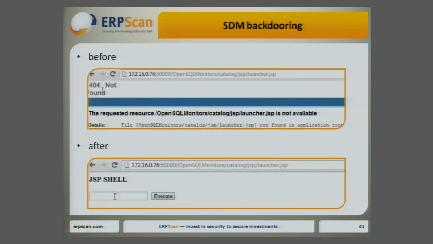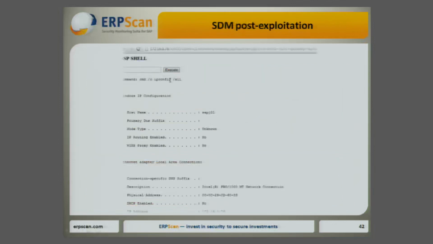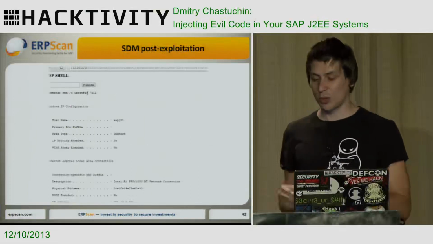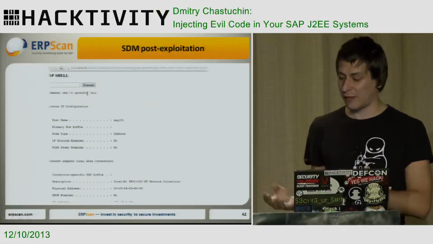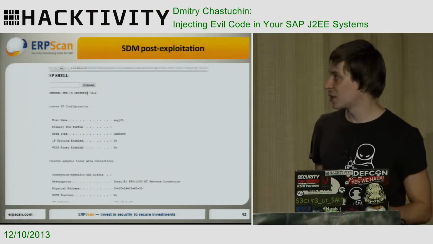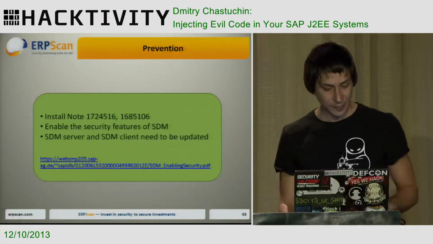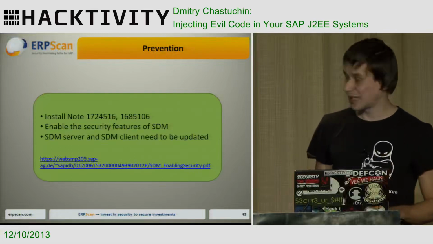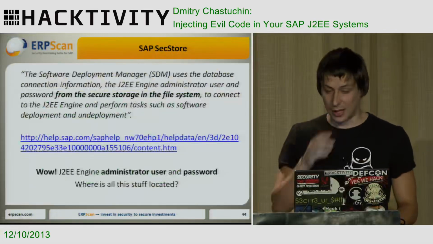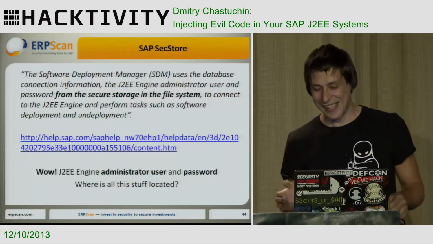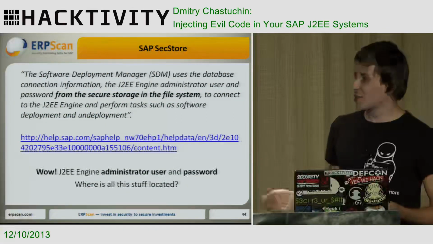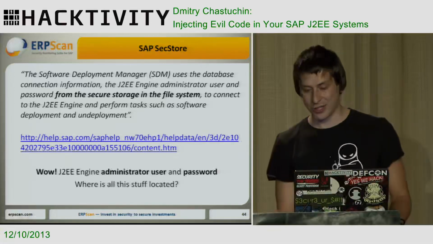This is a picture before the backdoor deployment and after that. So we got access to the software deployment manager. We have a shell on the Java application server. So what? If we can execute operating system commands, we should collect information about infrastructure, environment, etc. But our goal is SAP. To prevent this, you need to install this as a note. Great. We can execute some commands on the operating system.